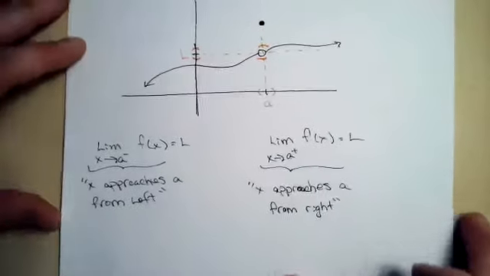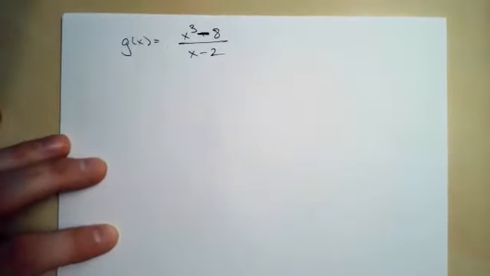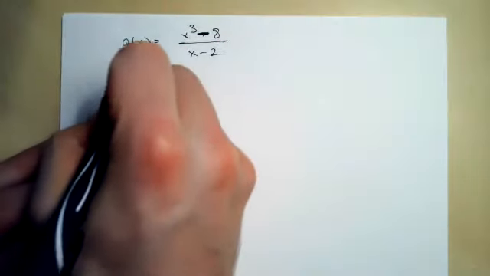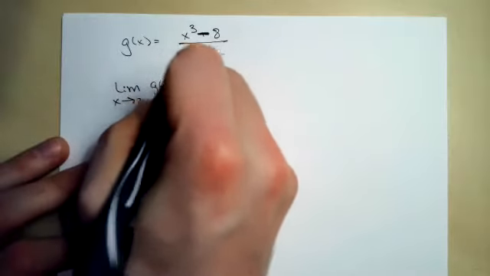At the moment, let's do an example with a computational device. Let's just get this one out of the way. Suppose we have a function g of x equals x cubed minus 8 over x minus 2. And we want the limit as x approaches 2 of g of x.